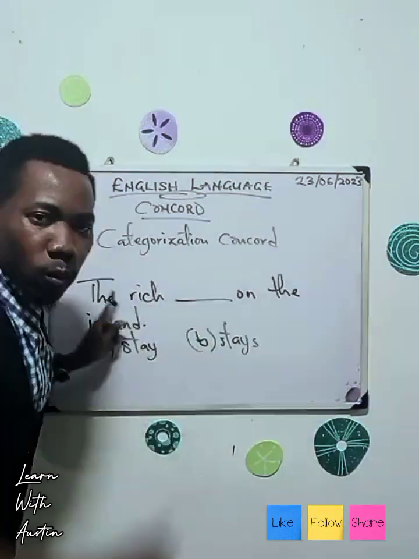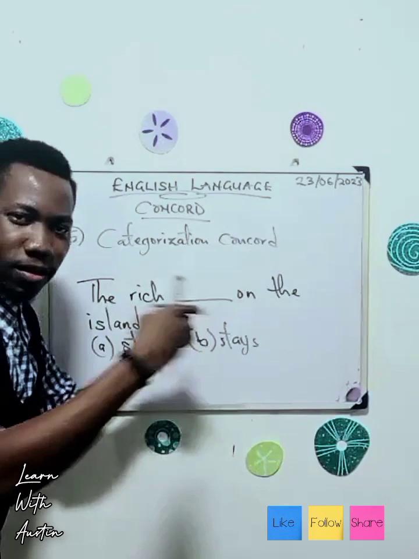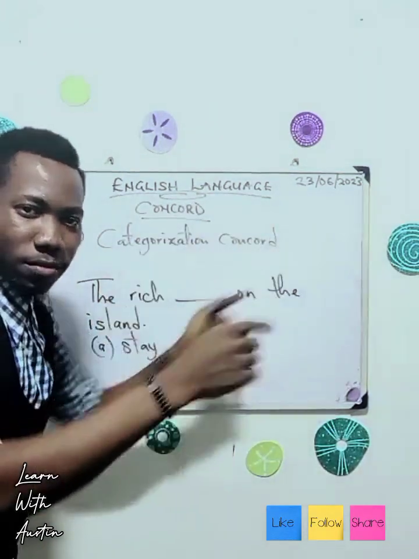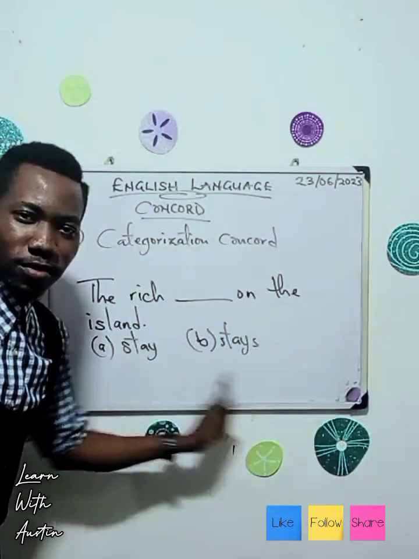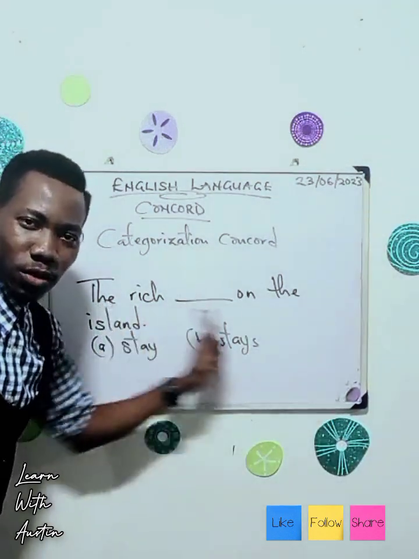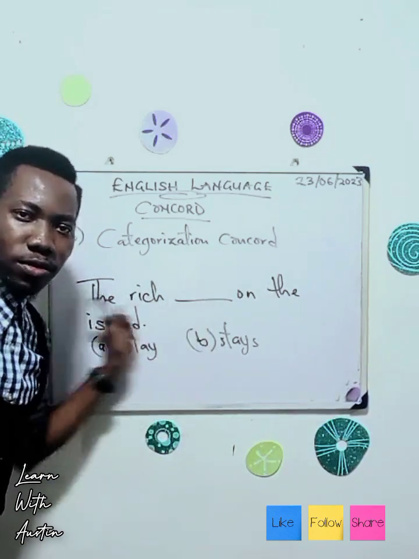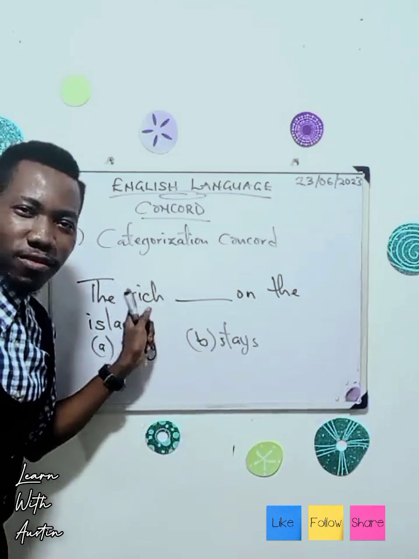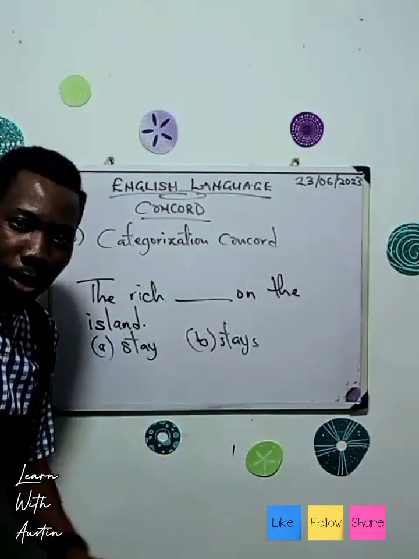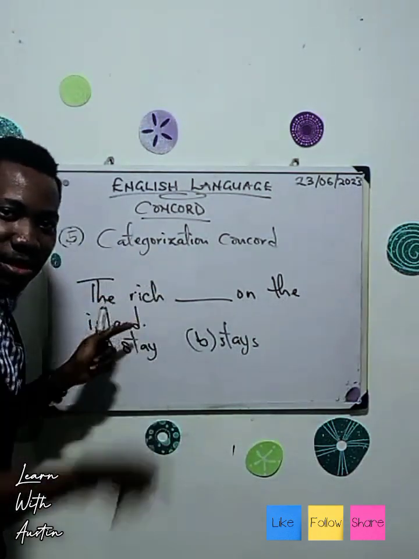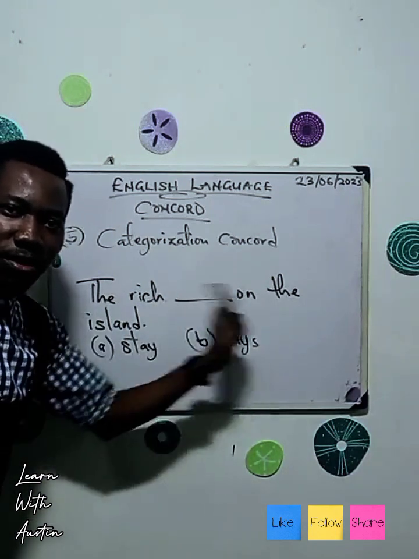The rule says, when you have categorization like this, the rich refers to a category of people, alright? The people who are wealthy, who are regarded as wealthy. What happens? It says the verb after it will be plural. So now you want to ask yourself, which of this is plural? That would be what will answer this question, alright? That would be what fits in here correctly. The rich is the stay or the rich stays? Because the rich here is not referring to one person. It's referring to a group of people. It's referring to a number of people that are categorized. So the rich, is it stay on the island, or the rich stays on the island?